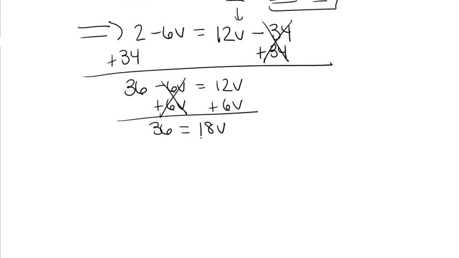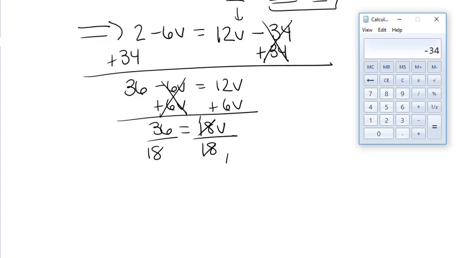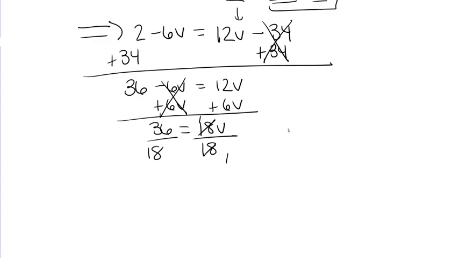Then the next step will be to divide by 18 on both sides. These just become 1. And 36 divided by 18 is equal to 2. So that means v is equal to 2, and that would be our solution to this problem.